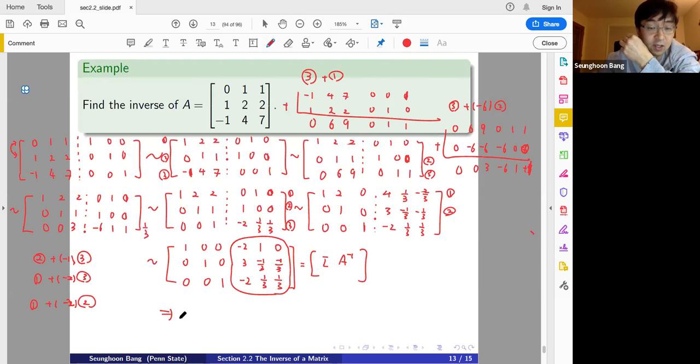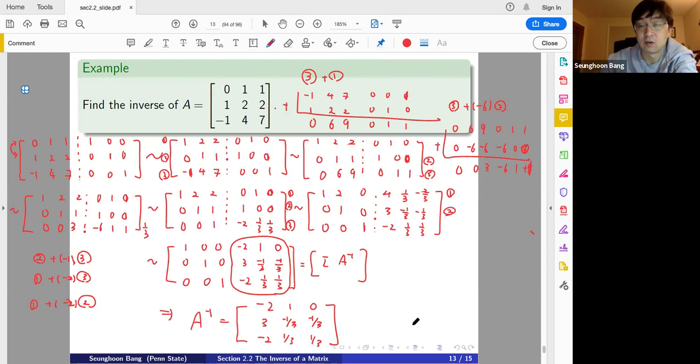So the final answer is this one. The matrix is negative 2, 1, 0, 3, minus 1/3, minus 1/3, negative 2, 1/3, 1/3. So that's it. This is the whole idea for finding the inverse. Okay, you can try this problem by yourself. You can compare with my answer. So next one.